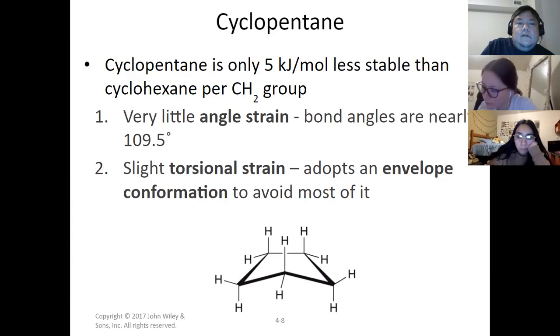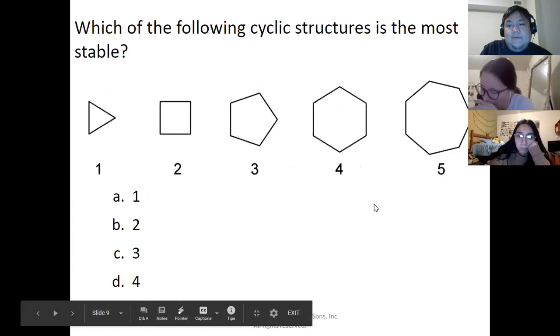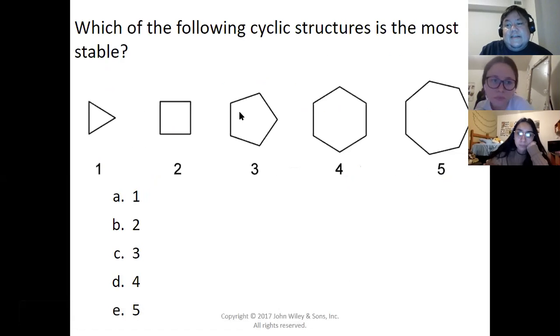This is basically a very good compromise. So five-membered rings are fairly stable, but our six-membered ring is going to be the most stable. So four is the most stable, then three, and then it kind of gets dicey.